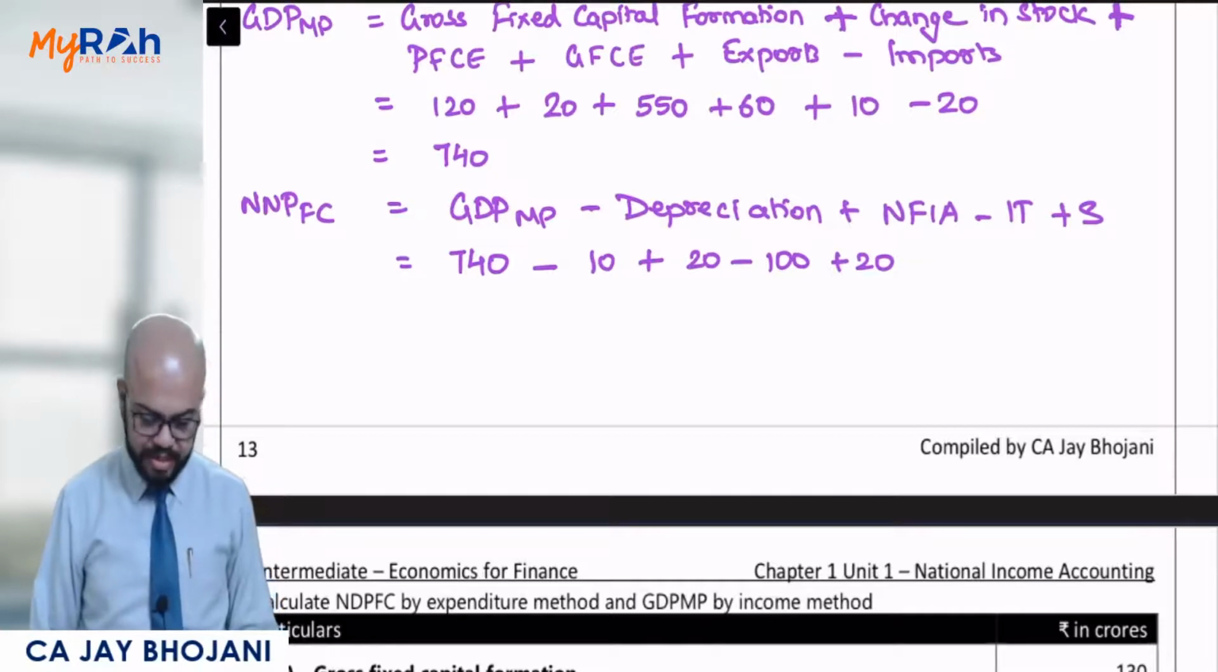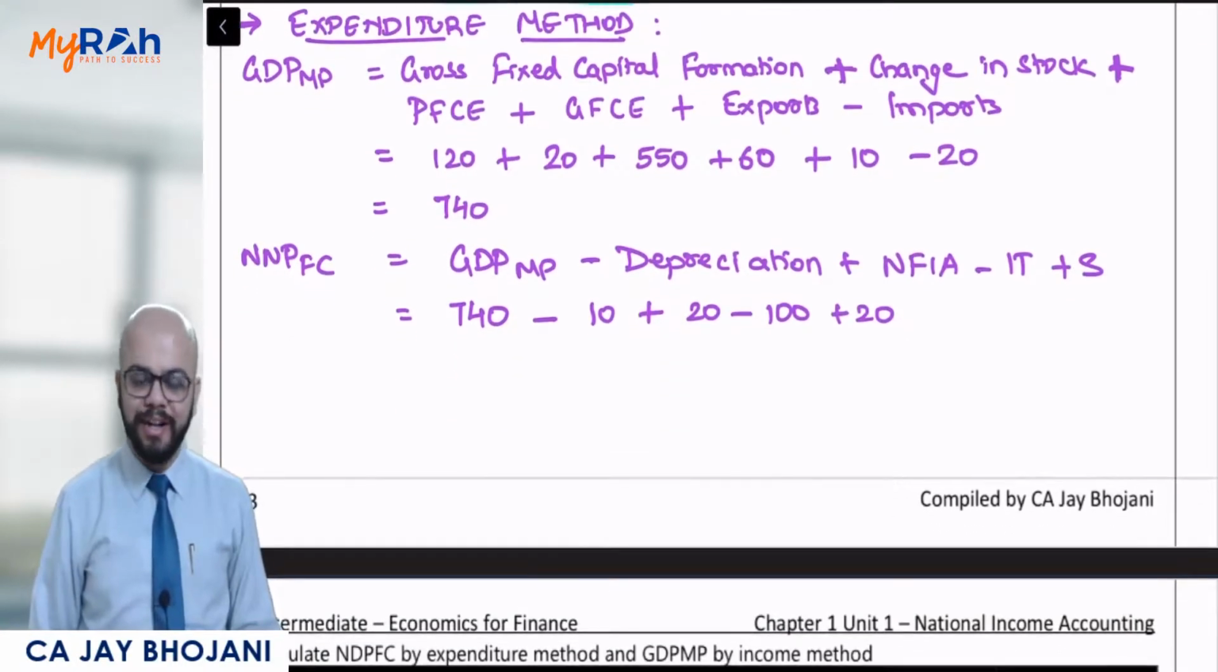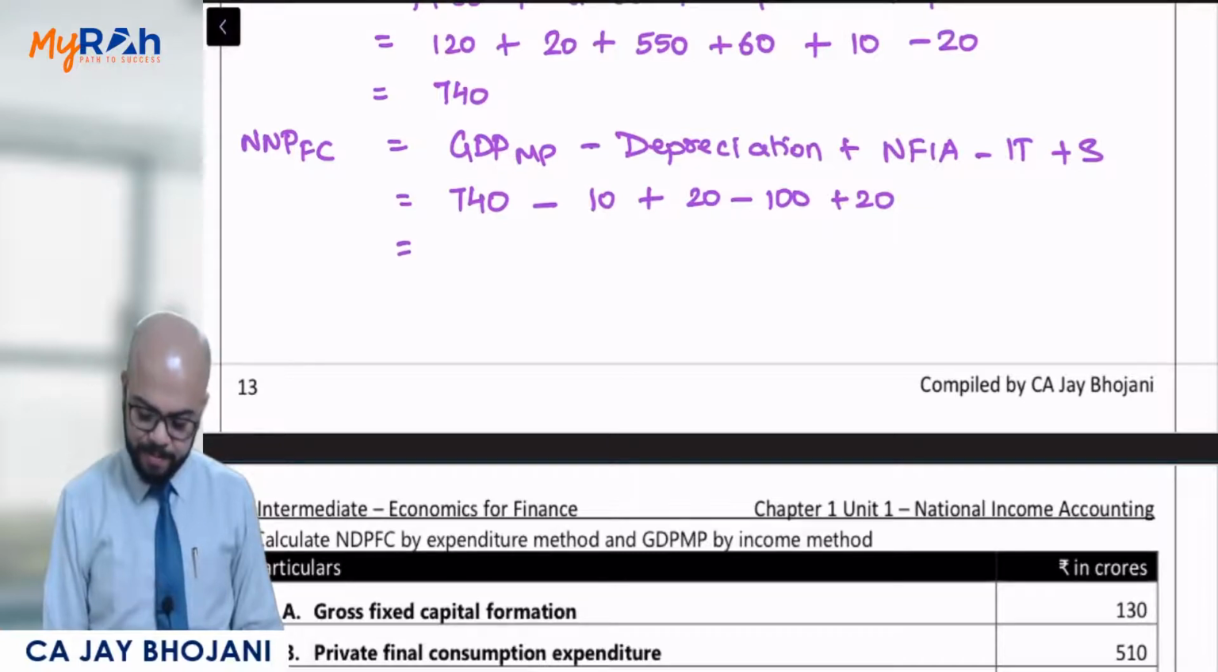Okay, this comes to 670, which was also our answer in the income method, right? So happy.